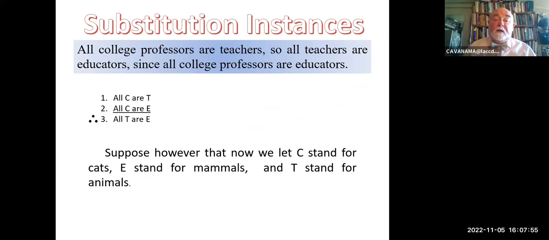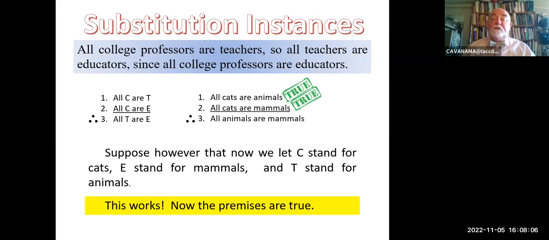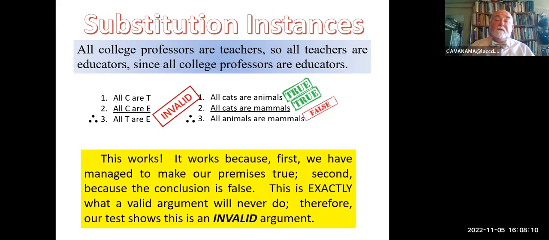This doesn't work. Suppose we let C stand for cats, E for mammals, T for animals, and we get: all cats are animals, all cats are mammals, therefore all animals are mammals. Okay, well, now we have true premises. That's a good thing. Can we make those true premises grind out a false conclusion? Yep, we have. So that syllogism is invalid: all C are T, all C are E, all T are E.